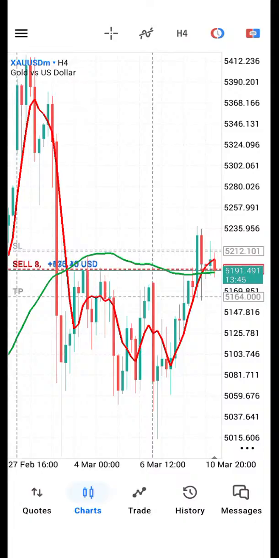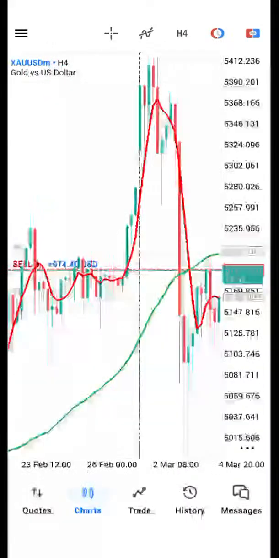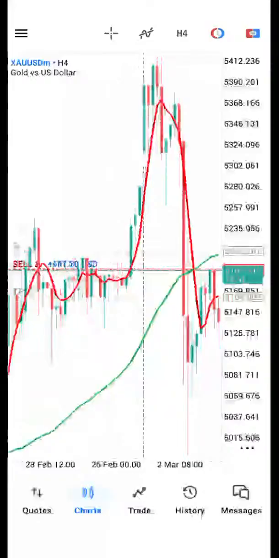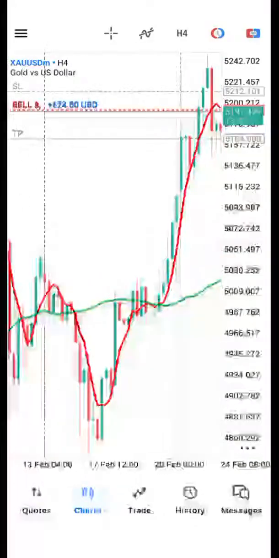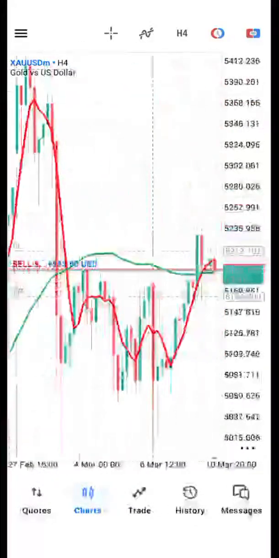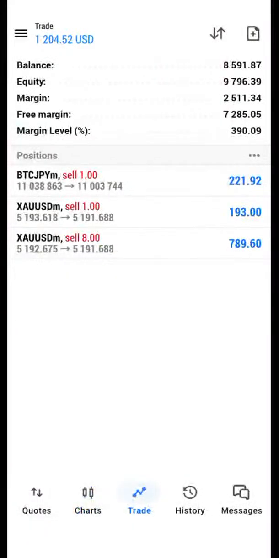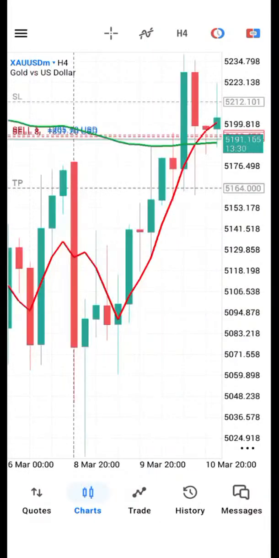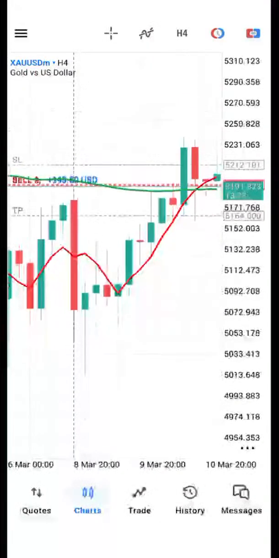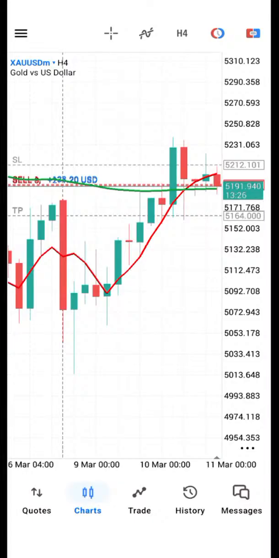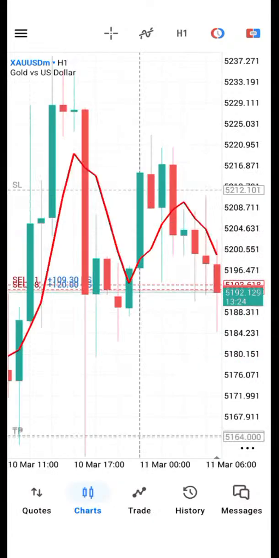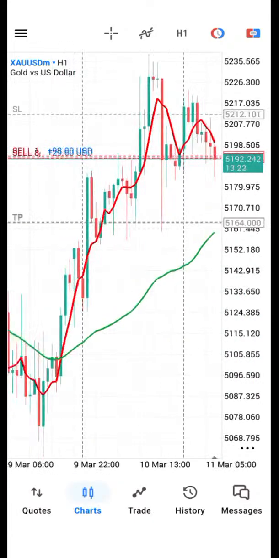Do you think 4 hours can break its own 50 EMA? Yeah, I mean, I don't think so. I've lost most of my profits. I'm using 1 hour to estimate my take profits. Yeah, this is 1 hour I'm using.